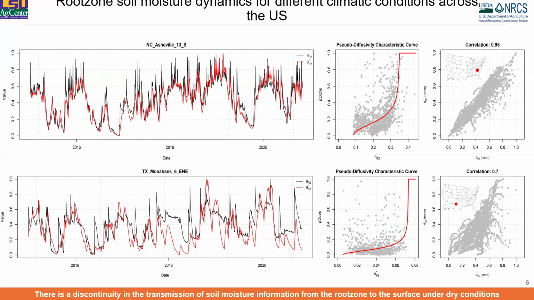in dry conditions, the surface root zone connectivity is weakened, which affects the transmission of information from the surface to the root zone, or from the root zone to the surface, because of the disconnection that happens when the field becomes dry. But in all, you see that it's able to perform in different climatic zones, like the humid and the arid conditions.